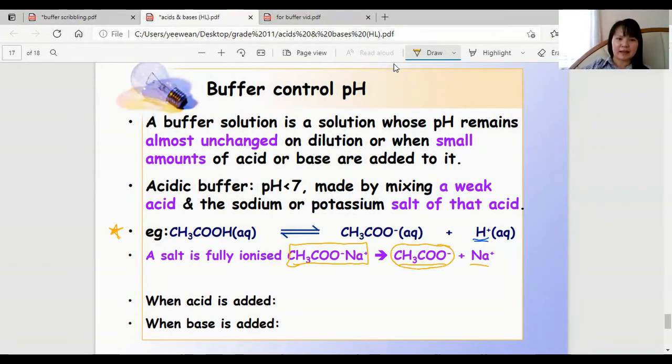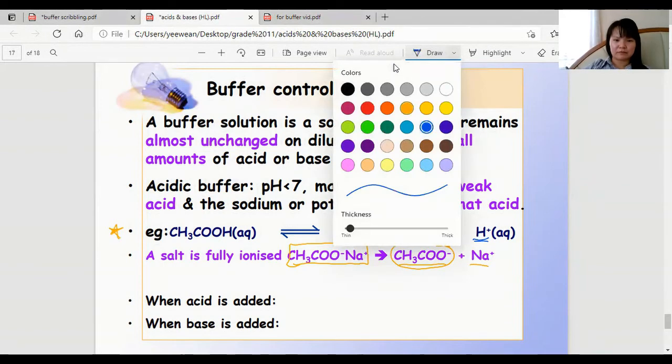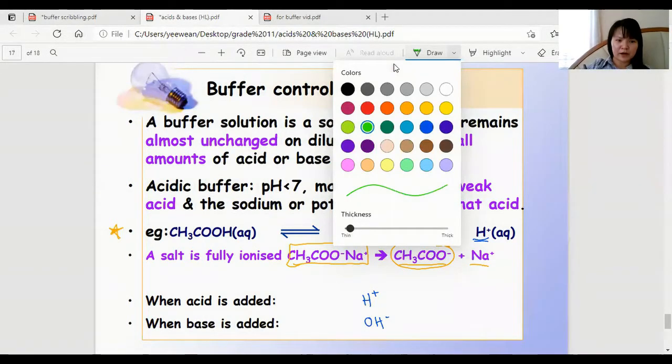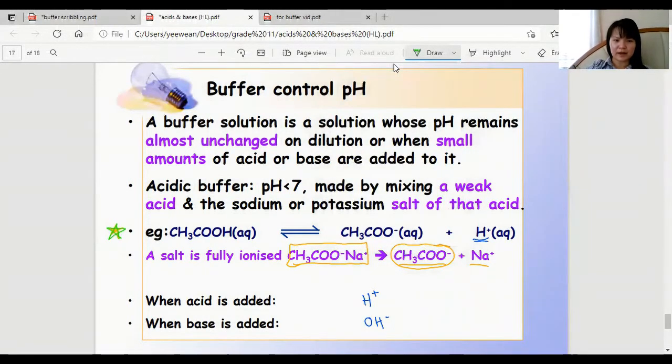Okay, so when an acid is added, acid would be H+, and when a base is added it would be OH-. Always focus your eyes on this equation. So when acid is added, this ion is going to help balance it out. So the concentration of H+ is not disturbed, so the pH is unchanged. Okay, when a base is added, then we take this one.